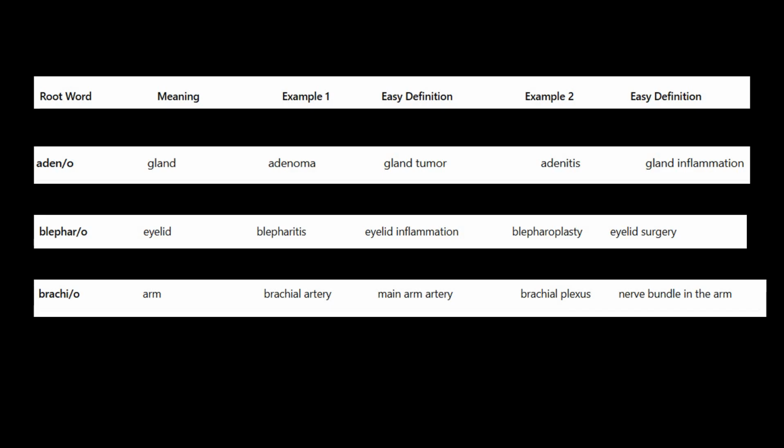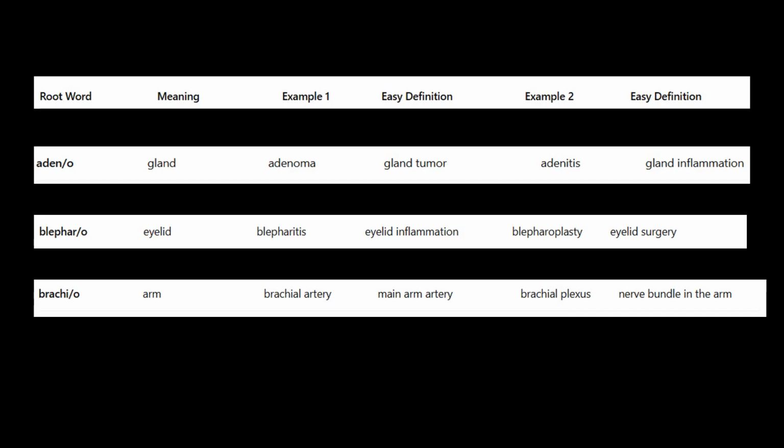In a similar way we have the second root word, that is blephar or blepharo. If there is a root word blephar or blepharo, it is related to eyelid. For example, blepharitis. Blepharitis means eyelid inflammation. So if for any reason the eyelids are inflamed, then in that case we will use the medical terminology blepharitis, where the key term, or you can say the root word, is blephar or blepharo.